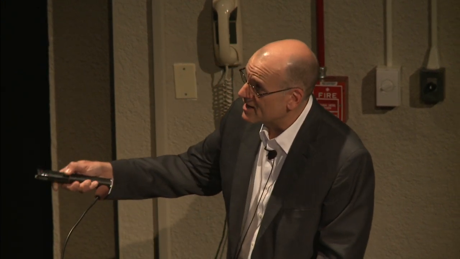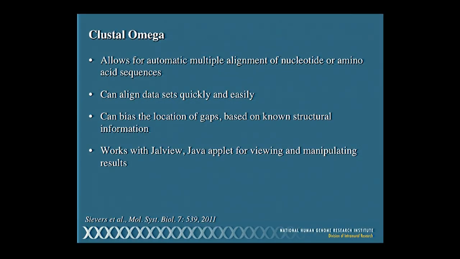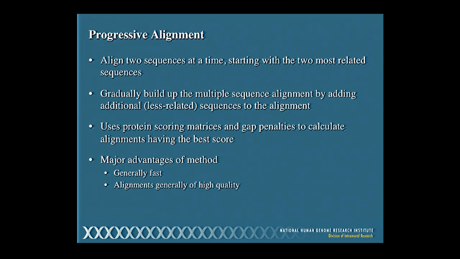You can provide it information if you have structural information about where the gaps can go and where the gaps shouldn't go in advance, so it knows not to put them in certain places. And we'll see this in the context of a Java applet where we can actually manipulate the alignment a bit. Okay. Before we actually get to the program, a little bit of theory.